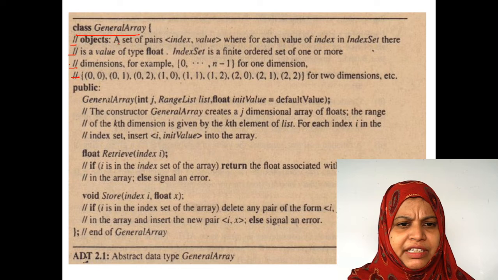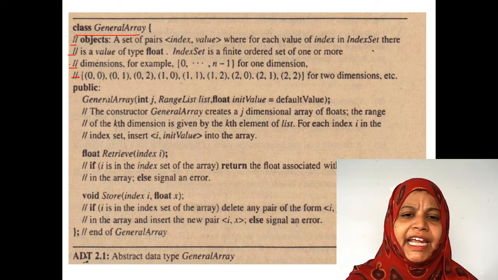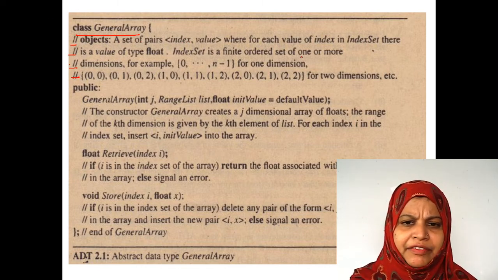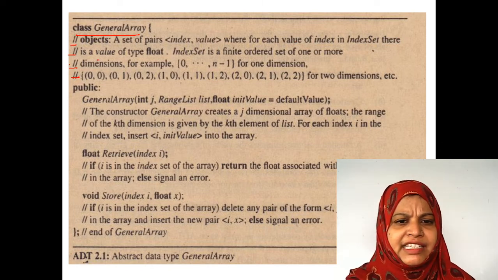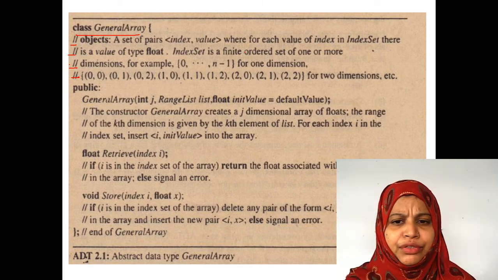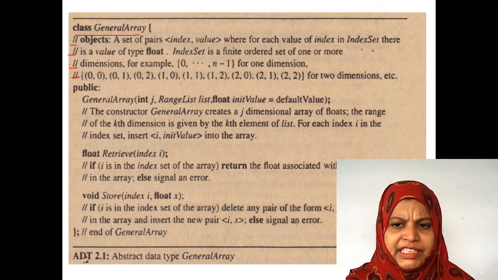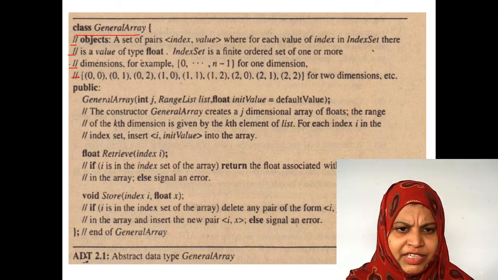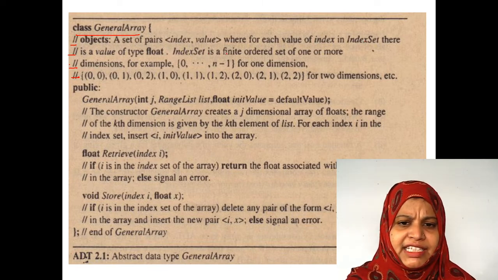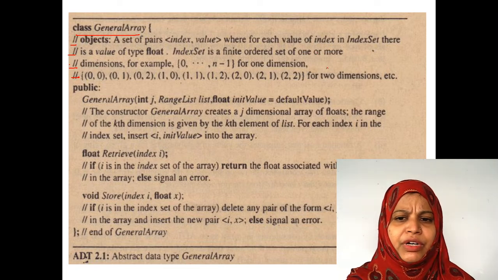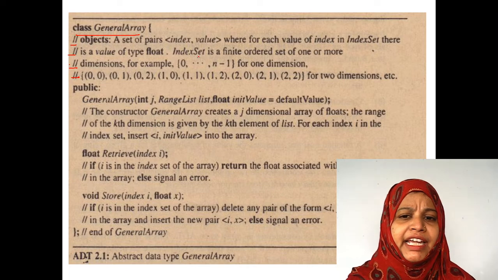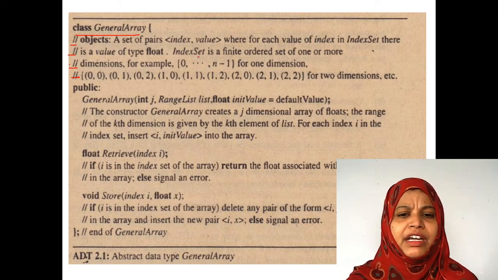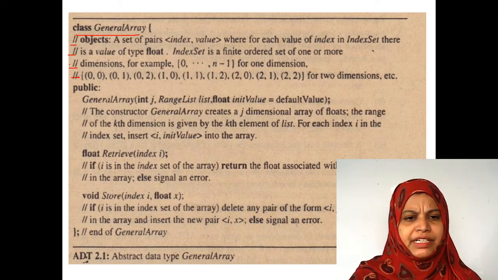First, object. Here object is a set of pairs index comma value, where for each value of index in the index set there is a value of type float. Here in the index, we are going to store the index value in the index set. Index set is a finite ordered set of one or more values. Here index set is an array. It has one or more values, right?